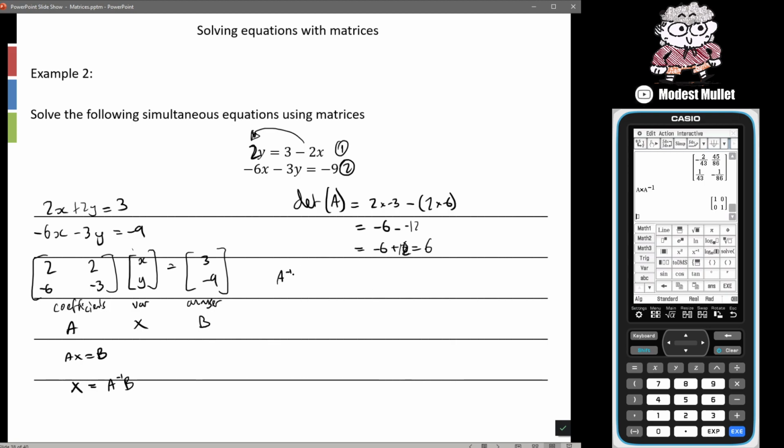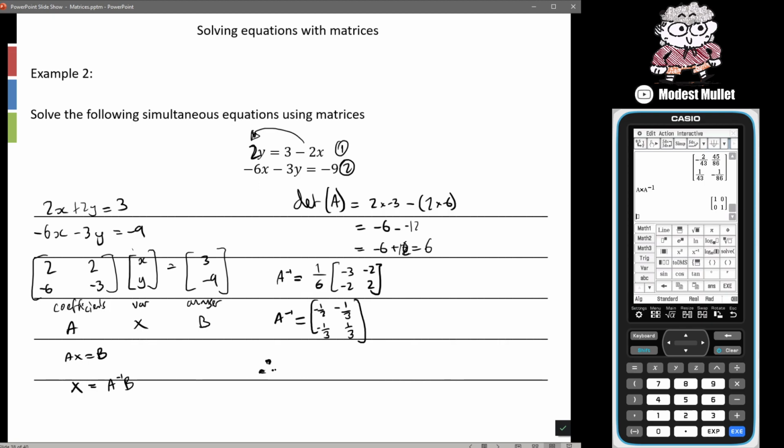So now we can write the inverse, which is equal to 1 on 6, and we need to flip the main diagonal and make the other diagonal negative. And this is where we're going to run into a problem. This is going to lead to terrible fractions. So the inverse is equal to -half, -1/3, -1/3, 1/3. So that's the inverse.